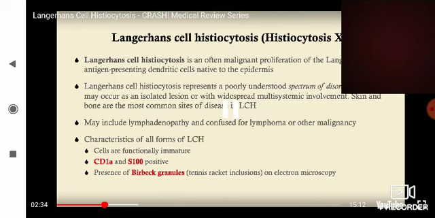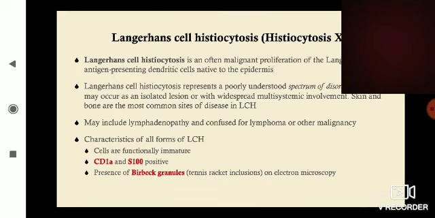Most of the versions of Langerhans cell histiocytosis, and yes, I did say versions, are not deadly. There is one that is life-threatening. But for the most part, these are fairly benign, but they can be very disfiguring.